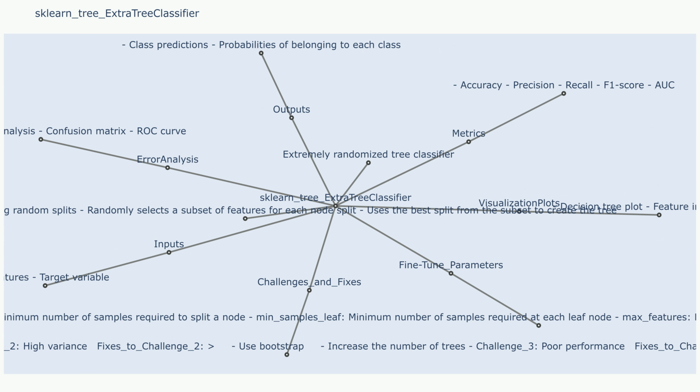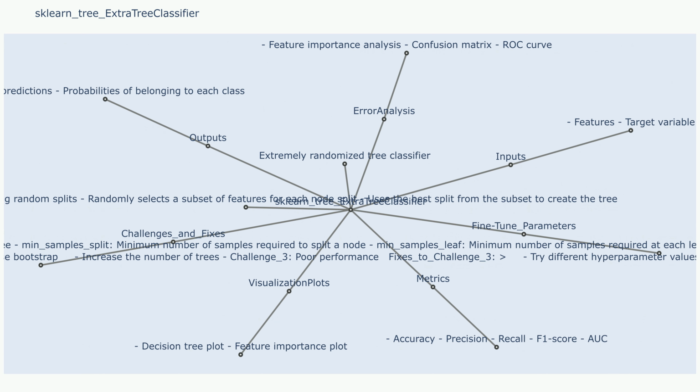Fitted model. After training, the extra trees classifier model learns a set of decision trees that can be used to predict class labels for new, unseen data. Predicted class labels for a given input dataset X. The model outputs predicted class labels for each data point.